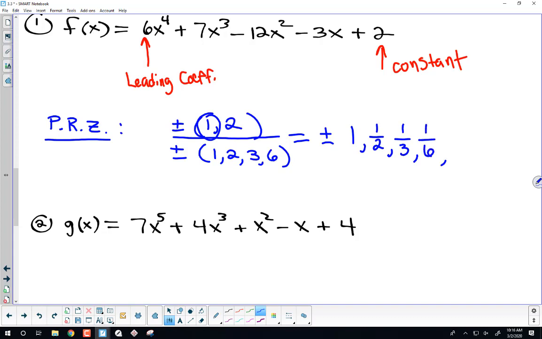And then we have to divide this 2 by all of those numbers. 2 divided by 1. 2 divided by 2 is 1. We already have that listed here. 2 divided by 3. And 2 divided by 6, which is 1/3. We already have that here. So these are the possible rational zeros of that 6x to the 4th function.